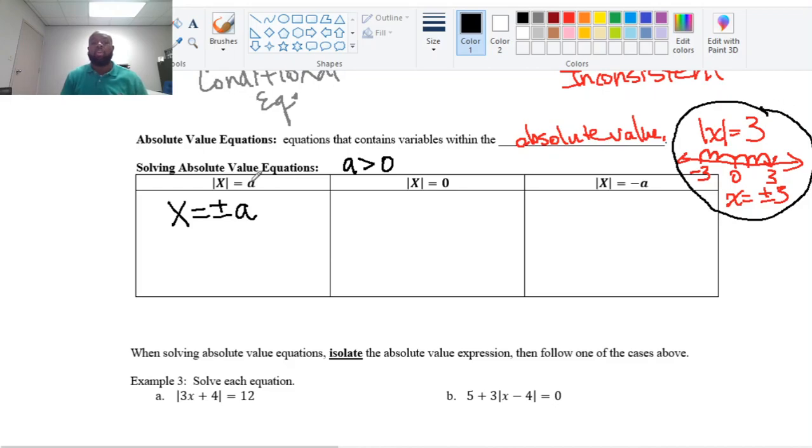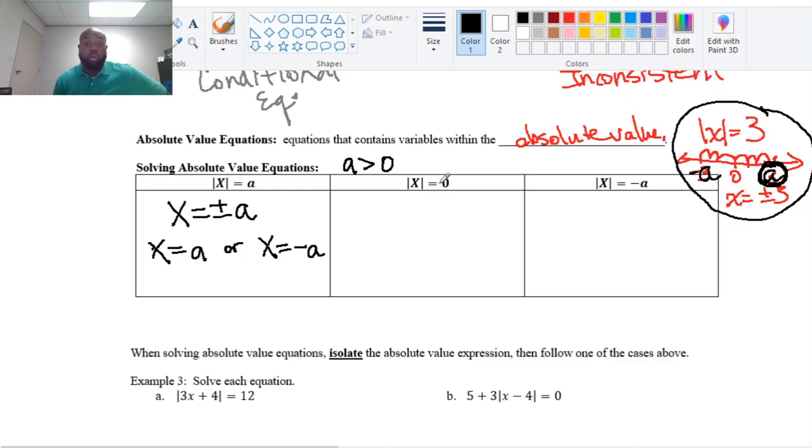Because you're going to be A units to the right of 0, like this 3, so you're going to be A units to the right of 0, and A units to the left of 0 is going to get you to the negative A. So whatever is in the absolute value is going to have to equal the positive and negative of that. And so what we usually do is we set whatever's in the absolute value equal to the positive, and we come up with another equation by setting whatever's in the absolute value equal to the negative, all right?